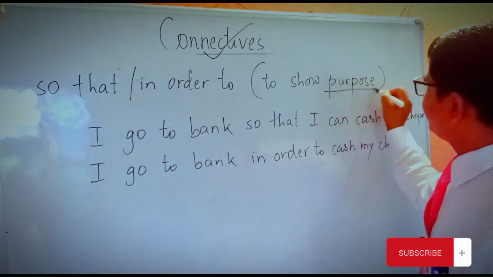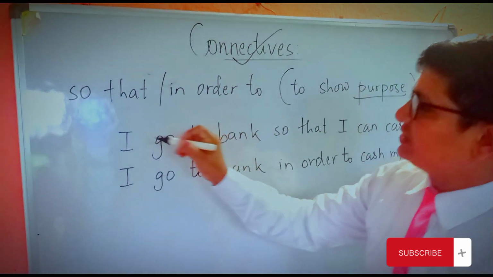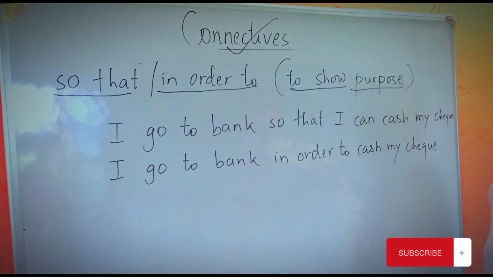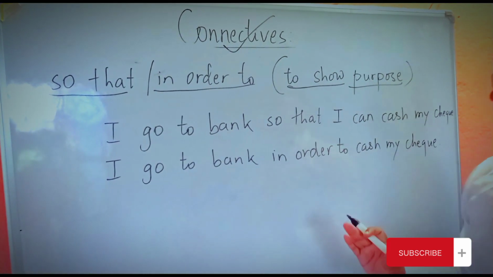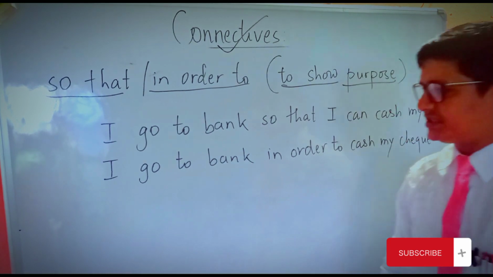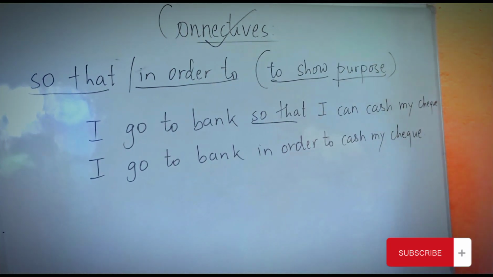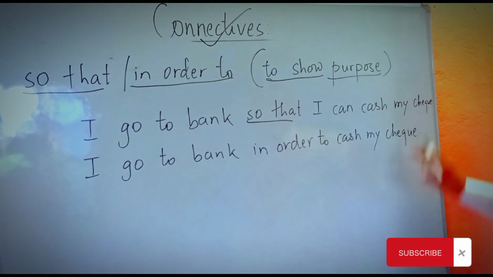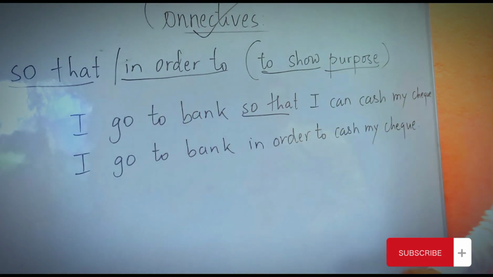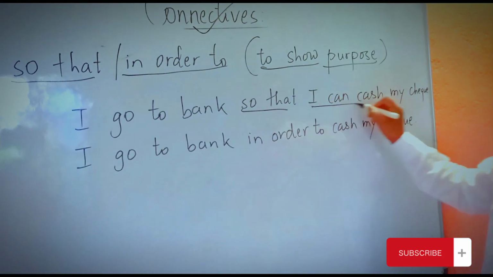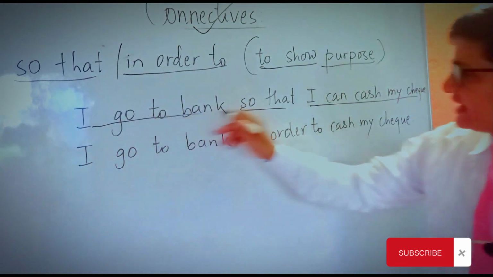Now I have purpose-showing connectives. They are "so that" and "in order to". You may already know this. Still, look here. Let's analyze these two sentences. I go to the bank so that I can cash my check. The purpose of going to the bank here is to cash the check. So this is the purpose and this is the action.